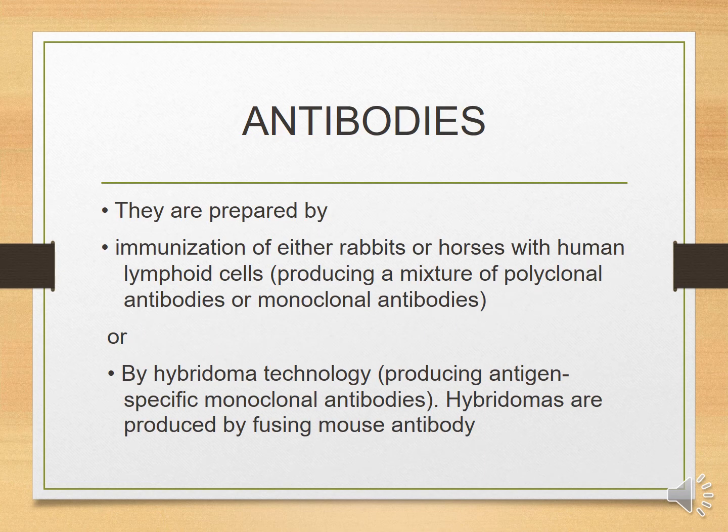Then comes antibodies. They are prepared by immunization of either rabbits or horses with human lymphoid cells, producing a mixture of polyclonal antibodies or monoclonal antibodies. And there's another way too. They are prepared by hybridoma technology, that is, by producing antigen-specific monoclonal antibodies. Hybridomas are produced by fusing mouse antibody.